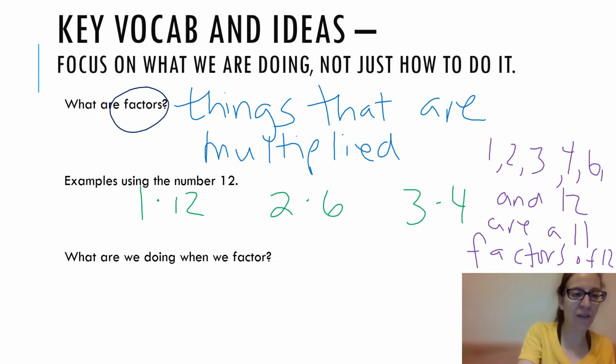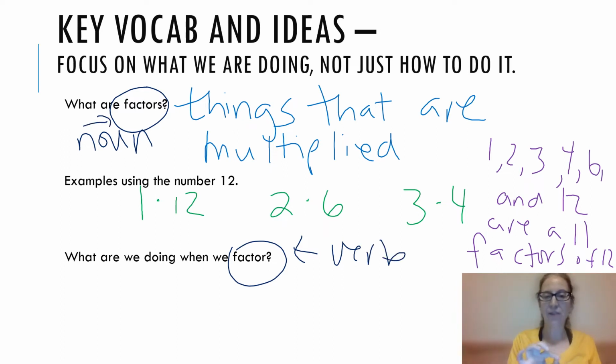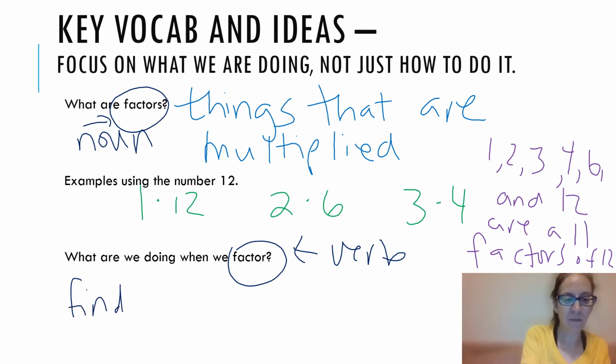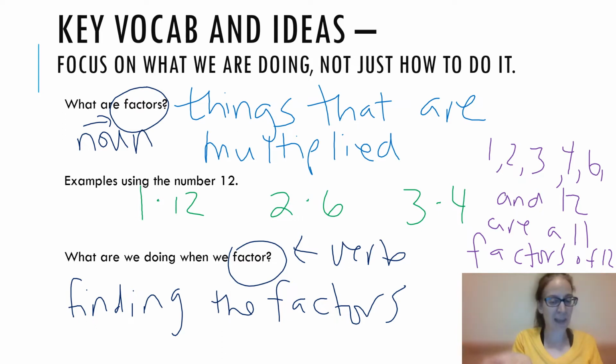And you'll notice that this is a noun and this is a verb, okay? So you've got the noun factors. Factors are things, but it's also a verb. So you are being told to factor. When you are factoring, you are finding the factors. Now, when you're factoring a number, that's not a super common task.